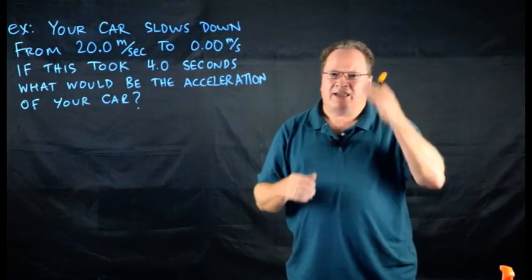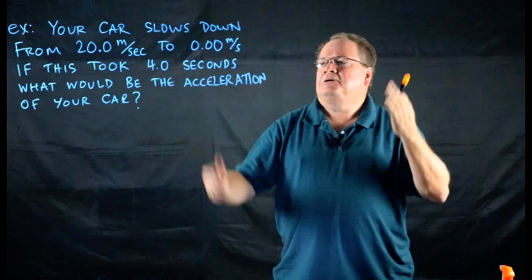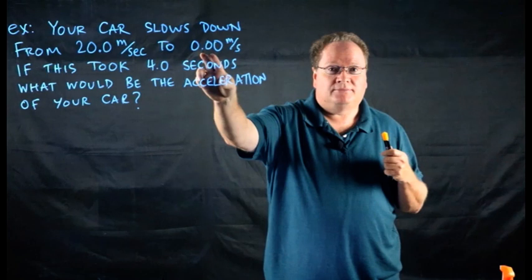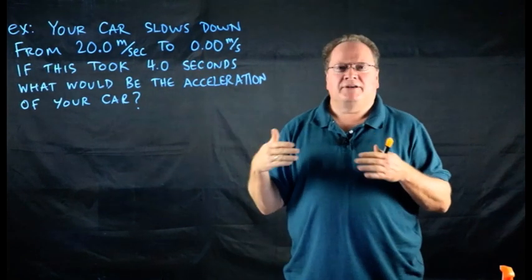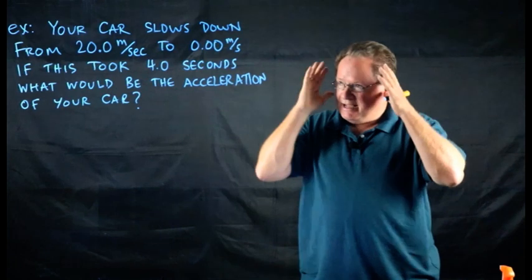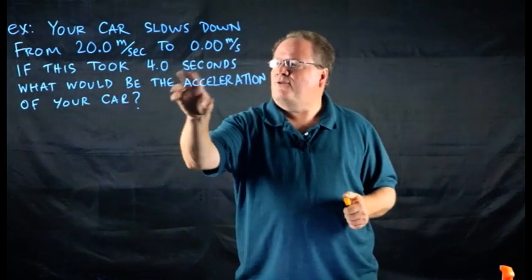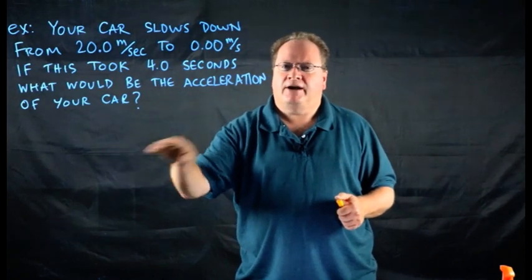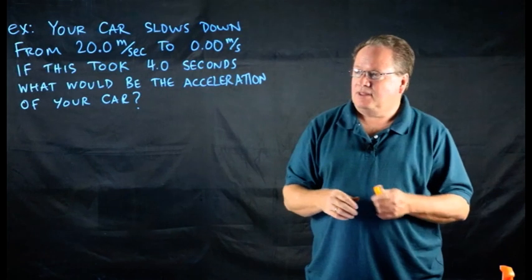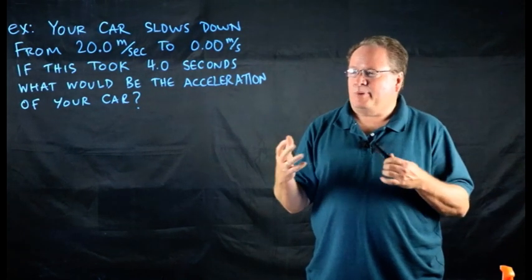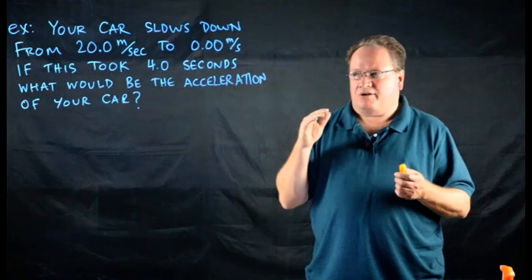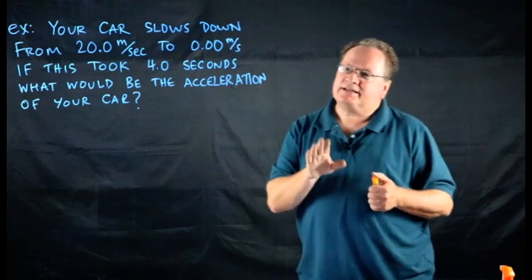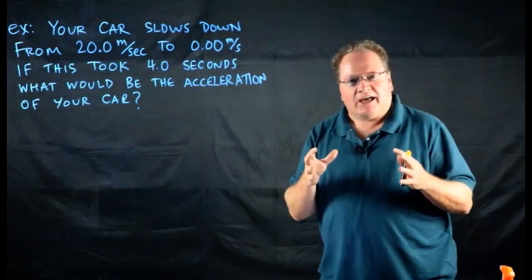All right, so what am I envisioning right now? What's occurring here? My car was traveling at some speed, and then it comes to a stop. All right, so maybe there's a stop sign that I'm approaching, something like that. But that's what I'm envisioning. If this took 4 seconds, what would be the acceleration of your car? All right, so we're going to calculate acceleration. But we kind of are understanding here that our car is slowing to a stop, and we want to know what the acceleration is.